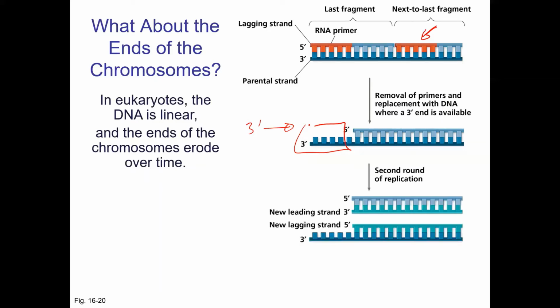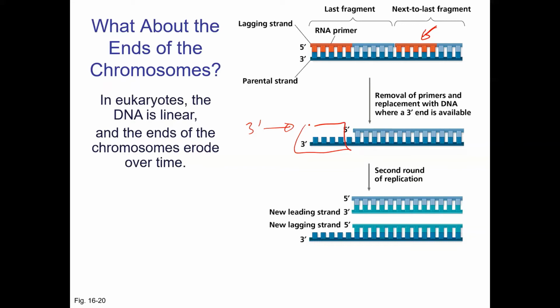So the new strand is shorter, and then the strand after that is a little bit shorter, and the strand after that is a little bit shorter, and the strand after that is a little bit shorter. So this is really bad. We don't like it when our DNA degrades. And in fact, this means that most of the cells in your body are, honestly, dying. That's what's happening. Your cells are dying.